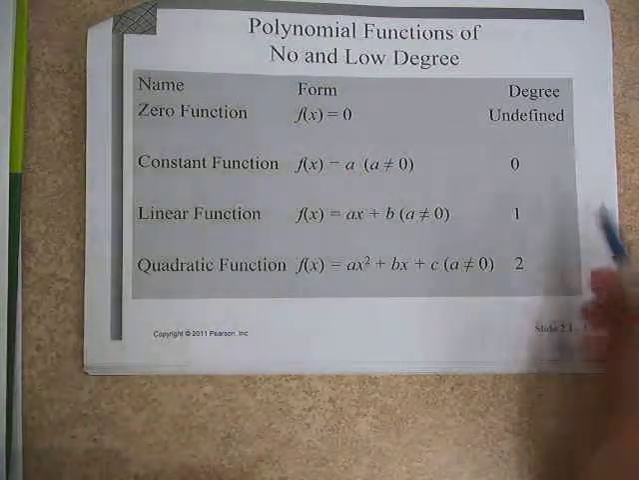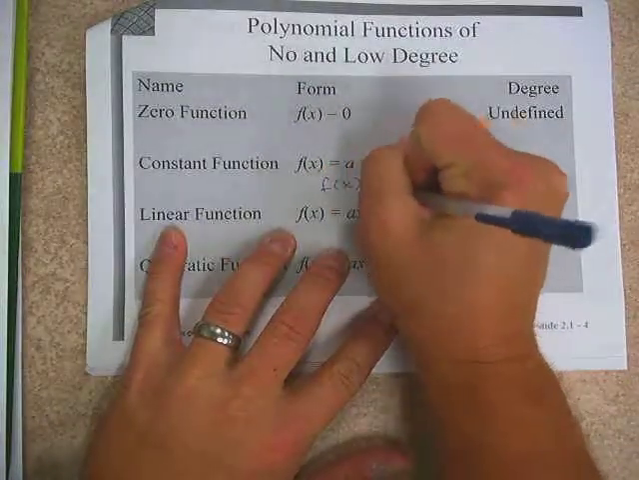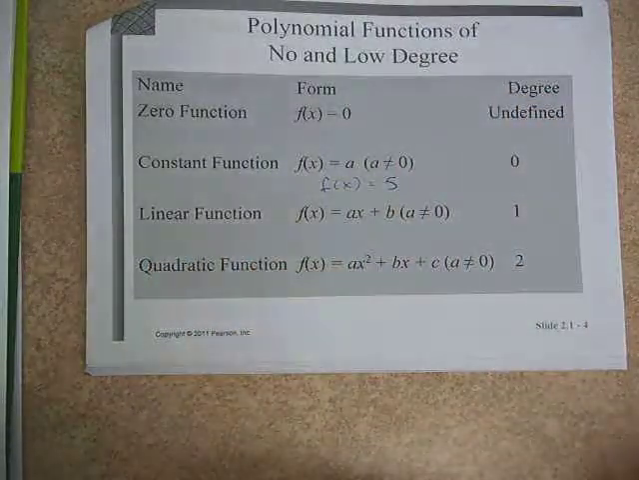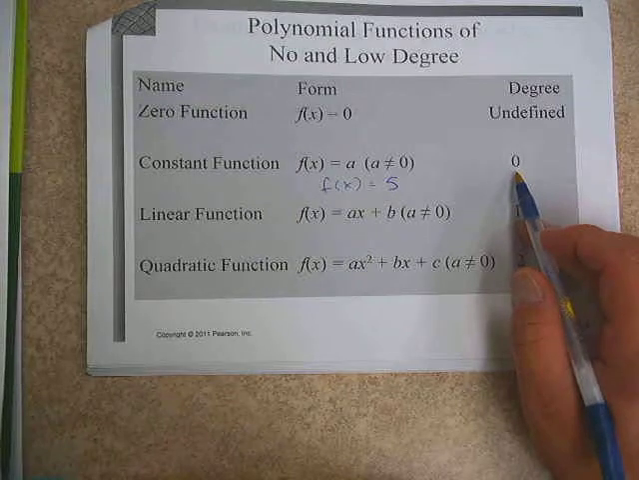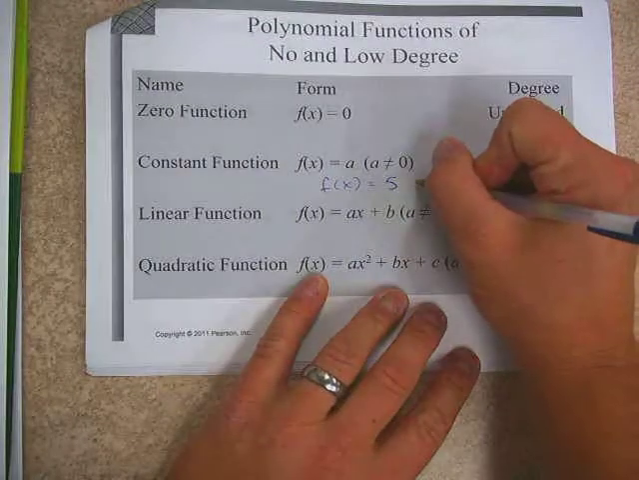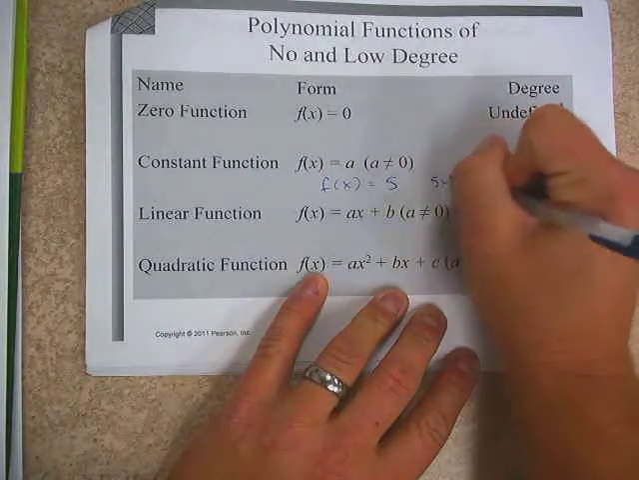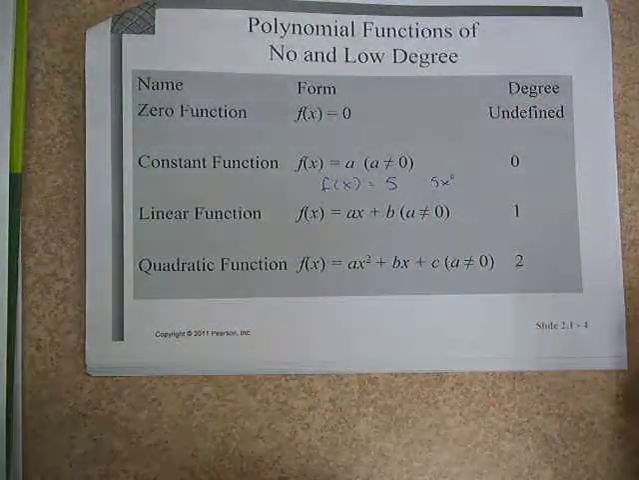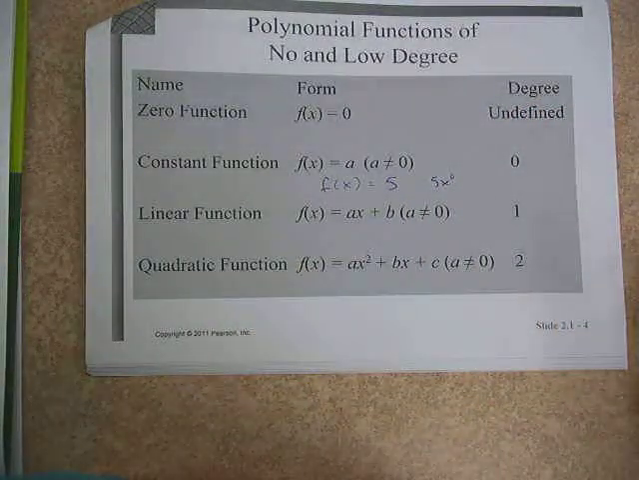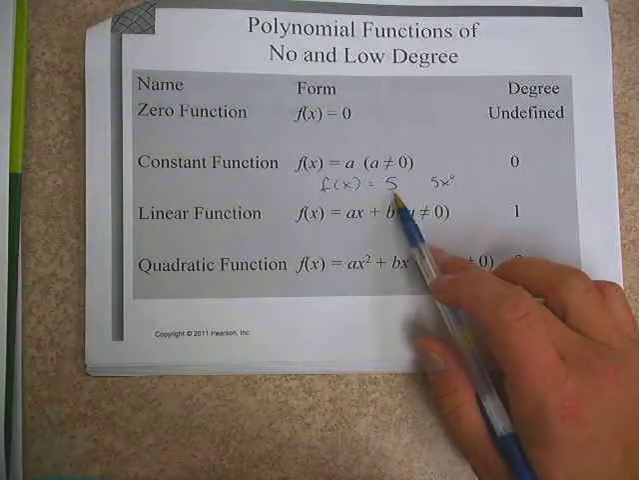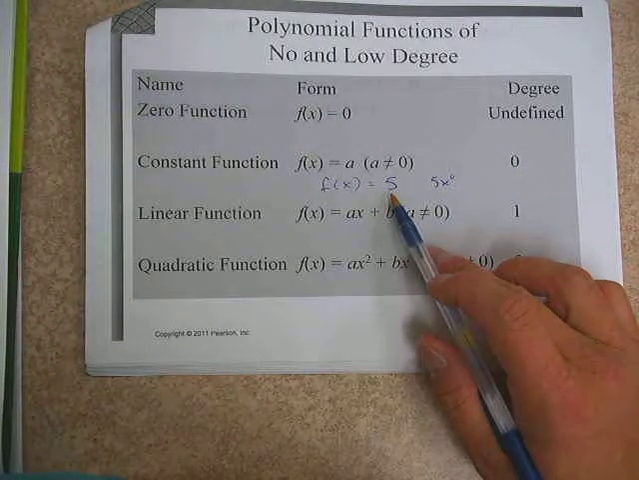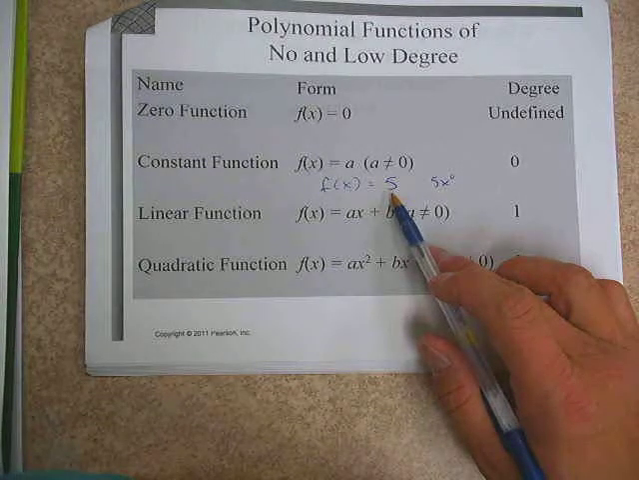Okay, if we have a constant function where f of x equals a and a does not equal 0, a could represent any number here. It could be f of x equals 5. That would be a constant function. We'd say the degree of that is 0 because like I said earlier, this would be the same as writing 5x to the 0 power, because x to the 0 would just be 1, and we'd be left with just 5 only. So that's why we say it's degree 0.